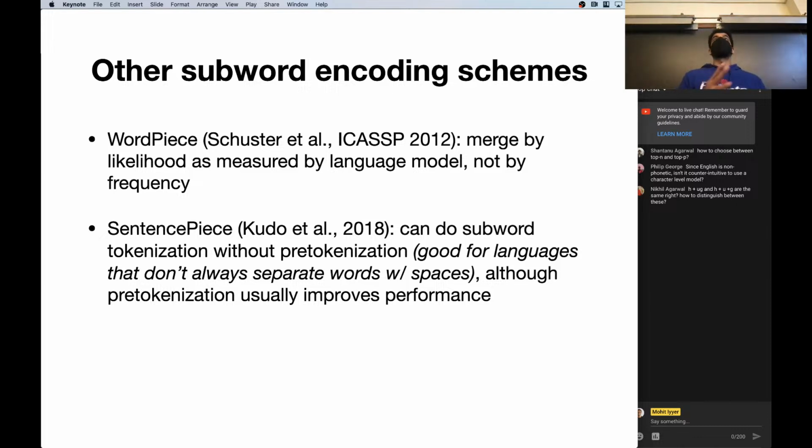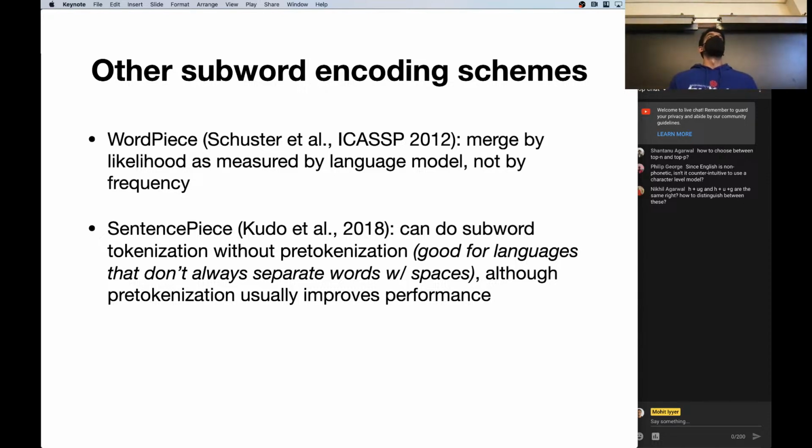So after the development of BPE, there have been a couple different variants that you might see if you're reading papers. Two of the most common ones are WordPiece, which is exactly the same as BPE, except instead of choosing which pair of characters or subwords to merge by frequency, you choose it by the likelihood as measured by a language model. So you choose a merge which most increases the likelihood of your training data. This involves training a language model and then using it to score the possible merges.